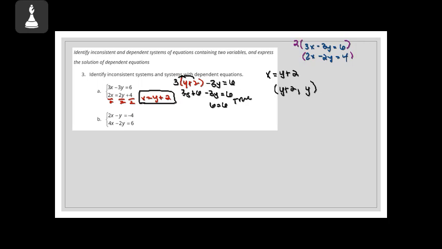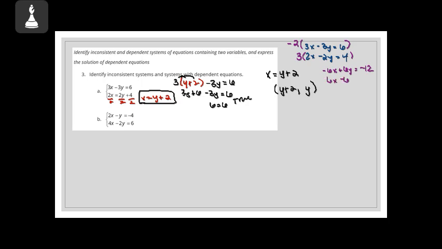The only thing is I need one of them to be positive and one of them to be negative. So you make your pick. I'm going to make the top one negative. All right, so when I multiply through, negative 6x plus 6y equals negative 12. And then on bottom, that's going to make 6x minus 6y equals 12.